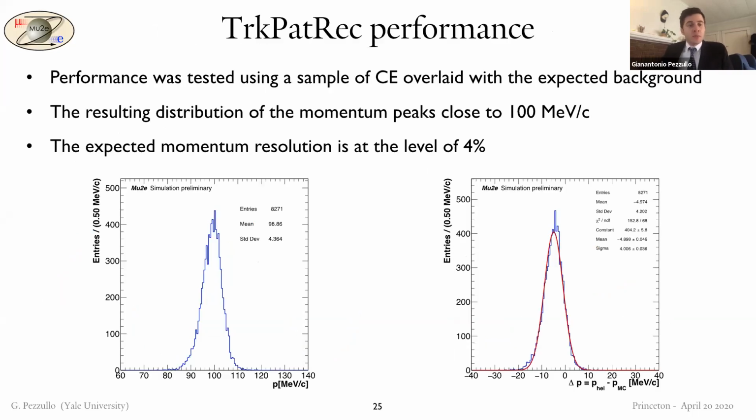So we tested the performance of this algorithm using a sample of conversion electrons overlaid with expected background that comes from all the beam-induced processes with the stopping target, and also with the muon capture events that I talked about before. The resulting distribution in the bottom left shows the momentum distribution we get at the pattern recognition stage. Here you can see the peak is pretty close to 100 MeV/c, and the plot on the right shows the momentum resolution expected out of the pattern recognition stage, which is at a level of 4%.